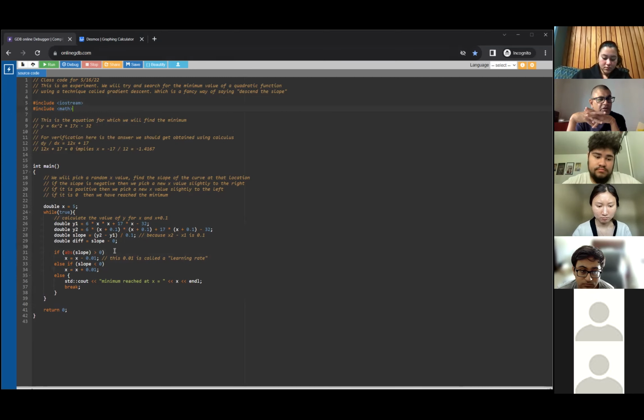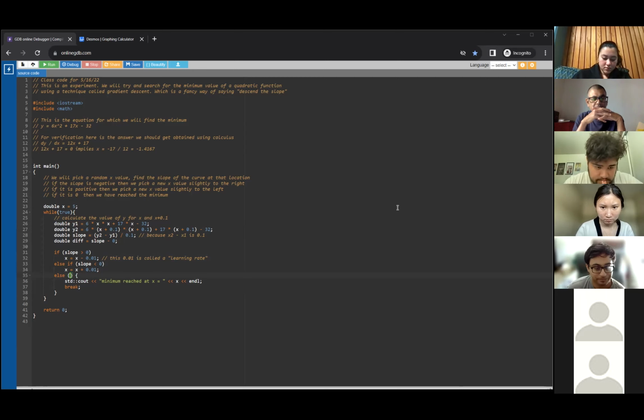Okay. So we don't need the absolute there, right? We'll just put the abs on line 35. So on line 35, where you have the else, open a parentheses there. Inside the parentheses, you say absolute, ABS, open parentheses, slope.